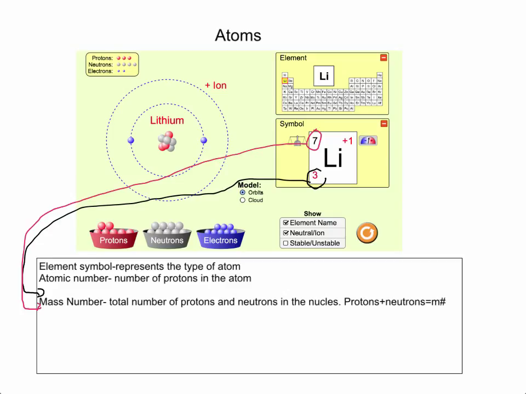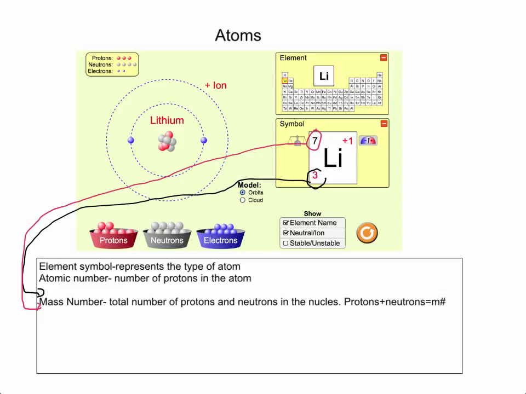The final part of this symbol that we'll look at is this number in the upper right-hand corner. This number represents the charge of our atom. As we described before, protons are positive, electrons are negative. If we have the same number of protons and electrons, then our charge will be 0. If we have a different number of protons and electrons, then we're actually going to get a charge, and we have something called an ion.